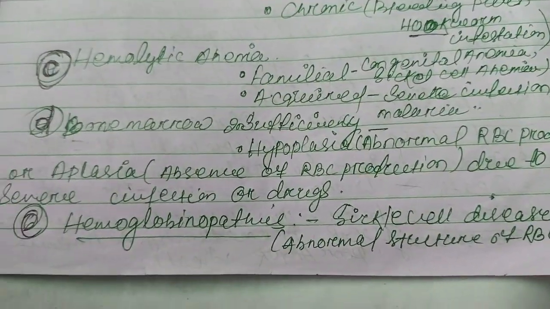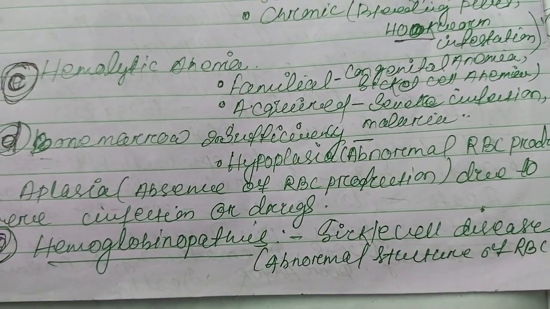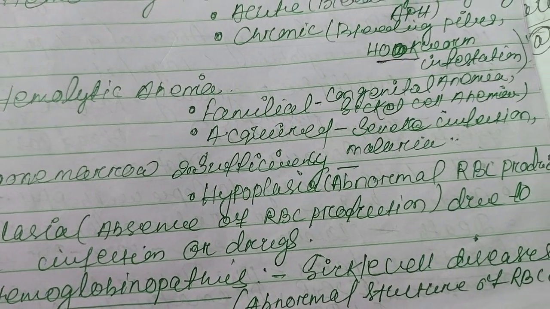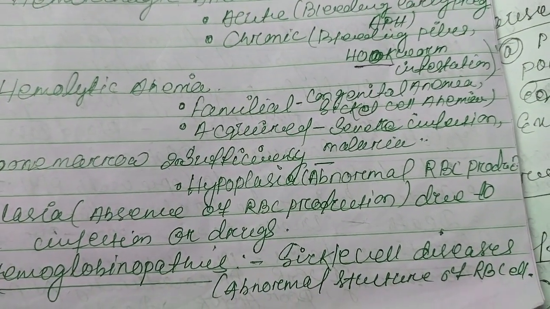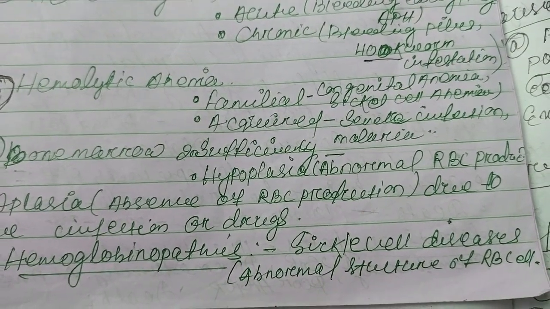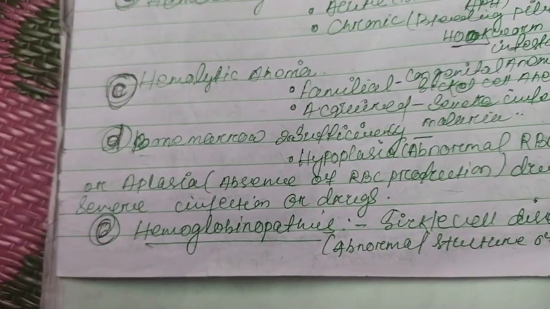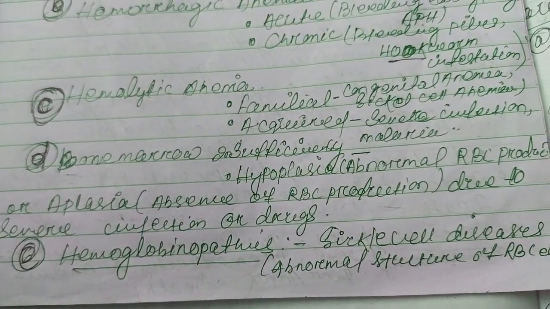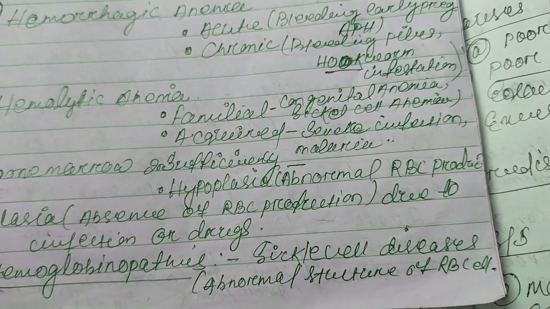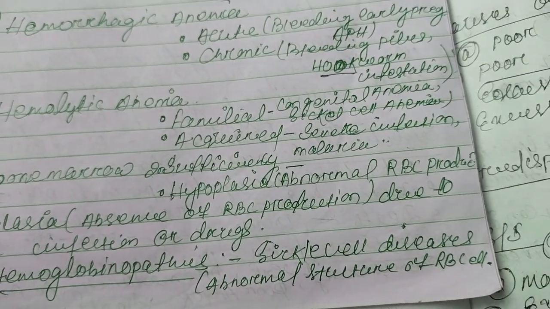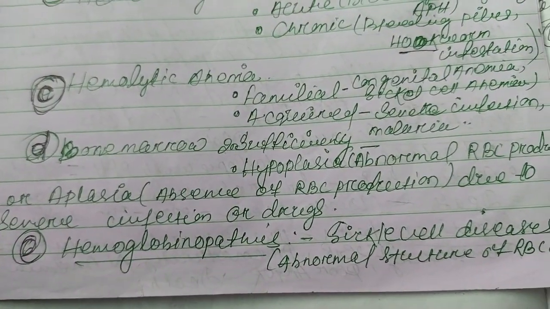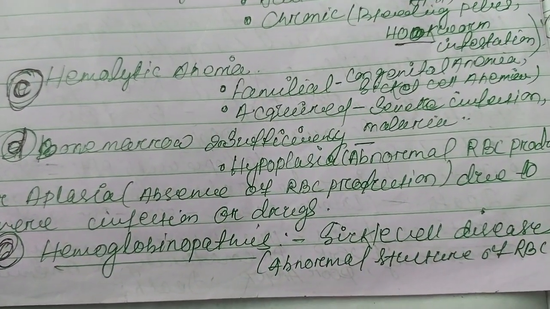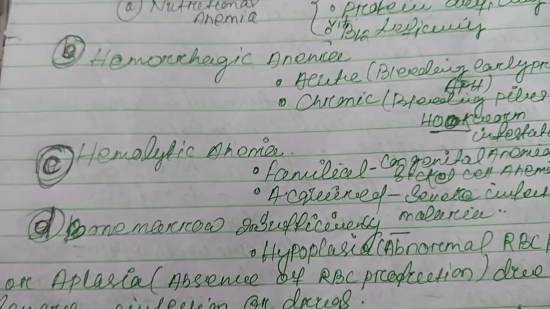Then the last, fifth one is hemoglobinopathies. Hemoglobinopathy is also congenital. Here, due to sickle cell disease, there is abnormal structure of RBC, and these cause hemoglobinopathies. So abnormal structure of RBC is formed due to hemoglobinopathies. So these are the classifications under pathological anemia.